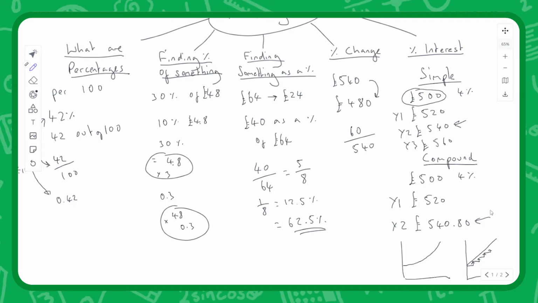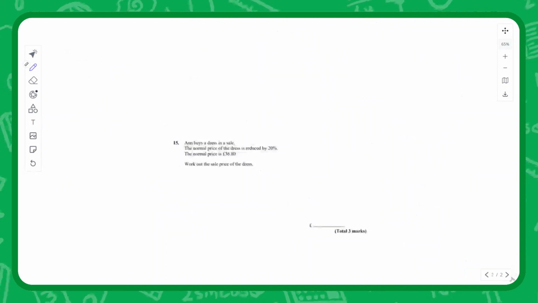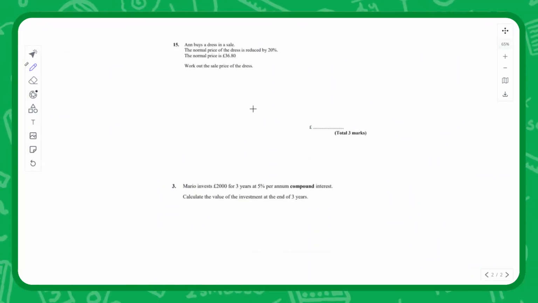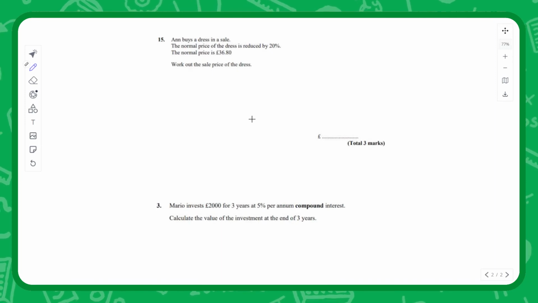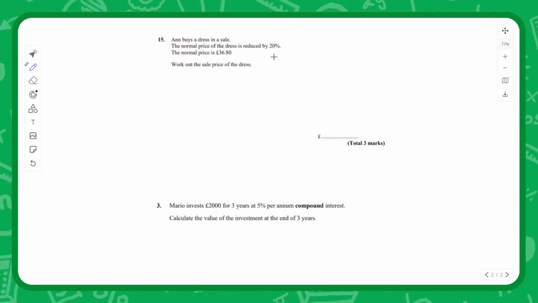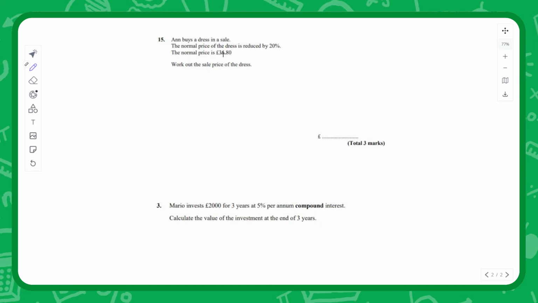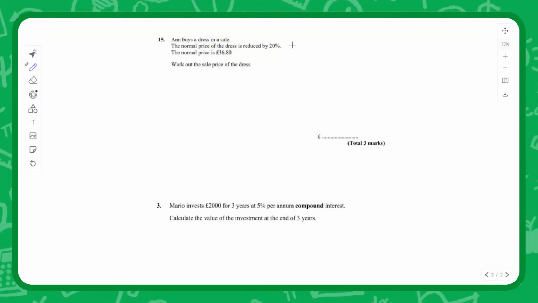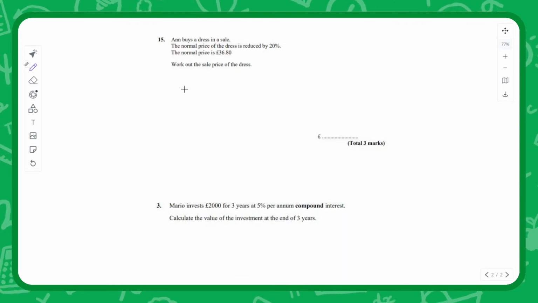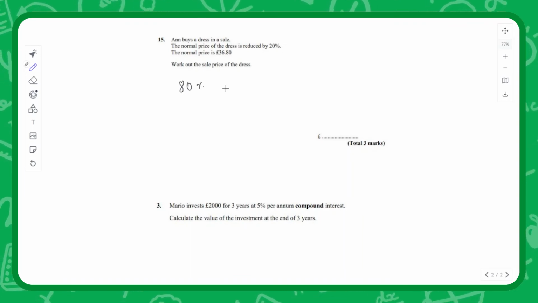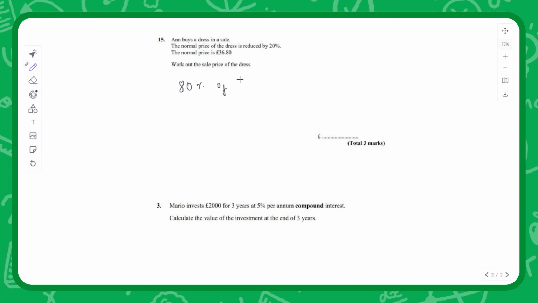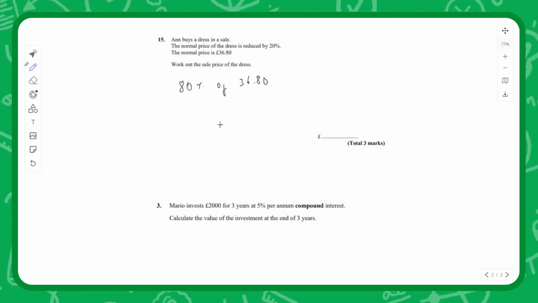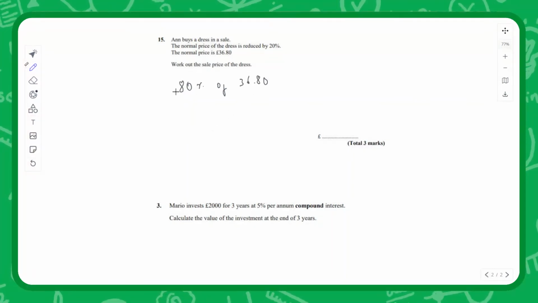Right, let's now look at a couple of example questions. A person buys a dress in a sale. The normal price is reduced by 20%. The normal price is £36.80. What is the sale price? And so if we take off 20%, we're left with 80%. And so really we're calculating 80% of £36.80. Well, again, we could do this one of two ways.